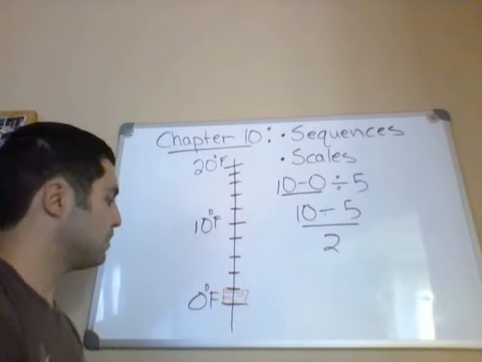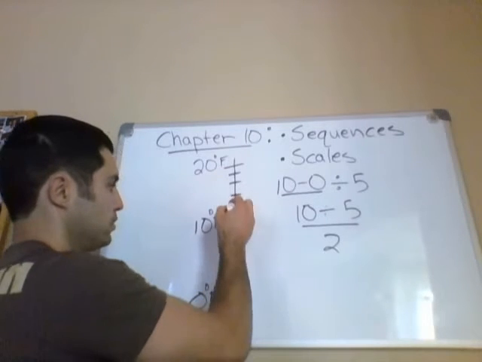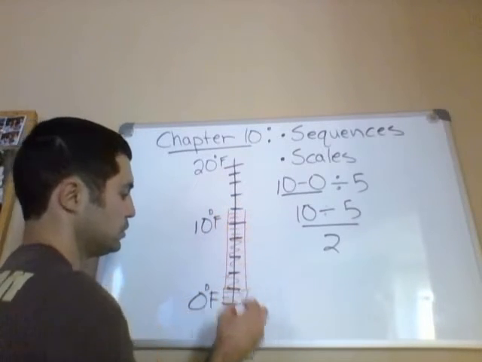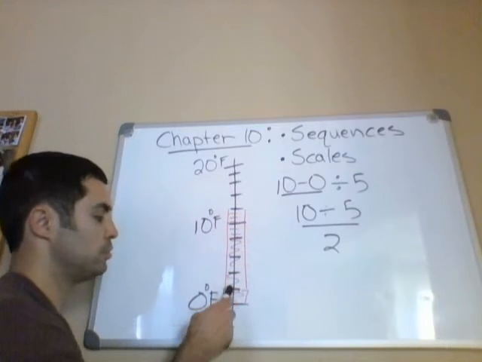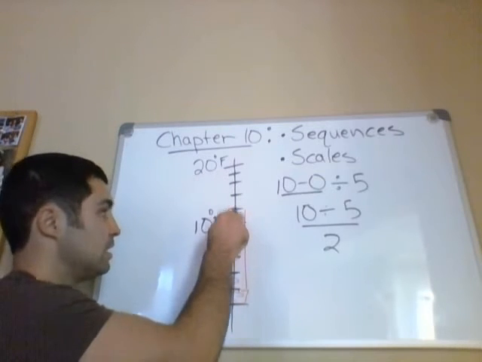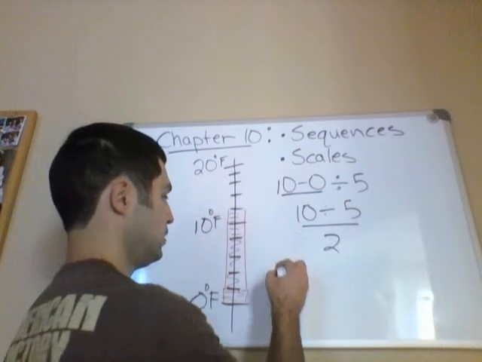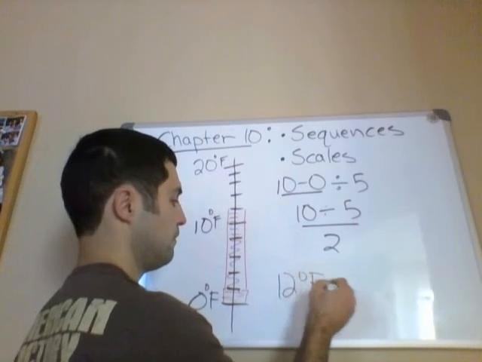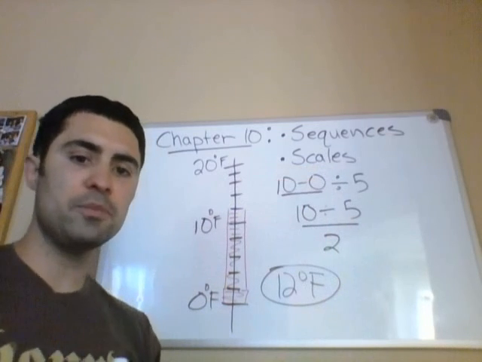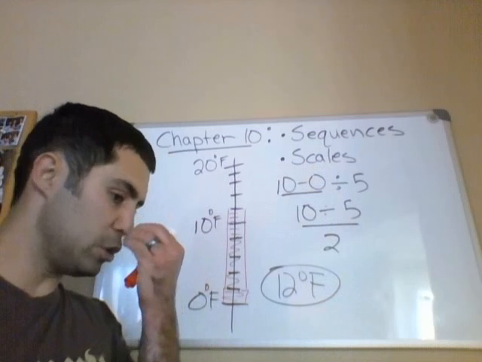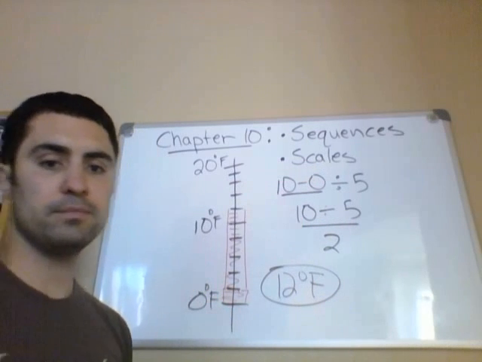But say we went up to here. The mercury rose to that level. Now we know that our scale is 2. So we're going to go 2, 4, 6, 8, 10. 10 plus 2 is 12. So we know that this is 12 degrees Fahrenheit. So this little algorithm is a good algorithm to use if you're trying to determine what the scale value is. And in this case, we're going by 2.